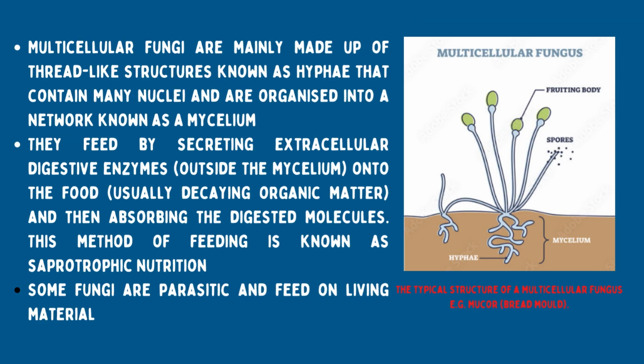Here is a typical structure of a multicellular fungus. Example: mucor or bread mold. Multicellular fungi are mainly made up of thread-like structures known as hyphae that contain many nuclei and are organized into a network known as mycelium. They feed by secreting extracellular digestive enzymes onto the food and then absorbing the digested molecules. This method of feeding is known as saprotrophic nutrition. Some fungi are parasitic and feed on living materials.